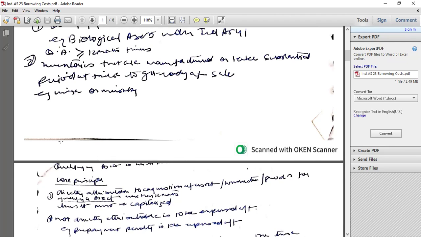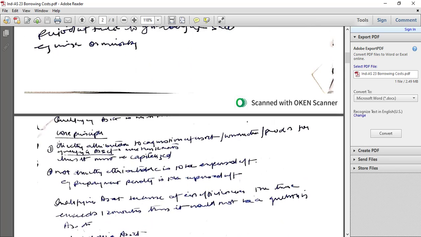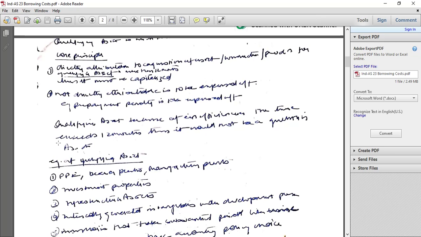If an asset takes more than 12 months because of inefficiencies, then it should not be a qualifying asset. Examples of qualifying assets are PPE, bearer plants, manufacturing plants, investment properties, infrastructure assets, internally generated intangibles under development, and inventories that take a substantial period of time, like shipbuilding.